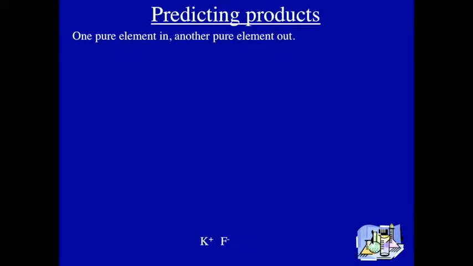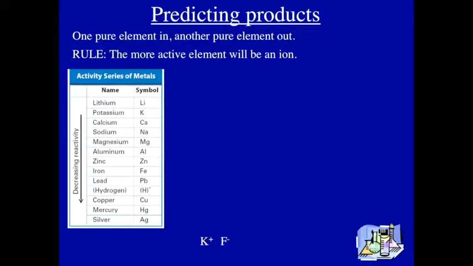So as we know, with predicting the products, we're going to see one element go in. We're going to see one element come out. The more active element will become an ion. This can be based on the activity series of metals, but that's not the only possibility.